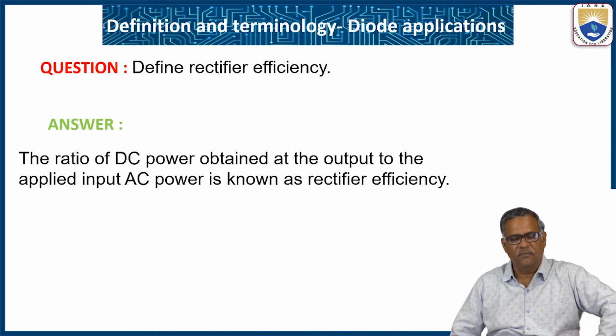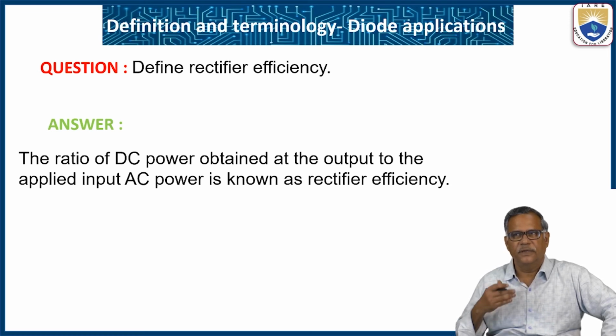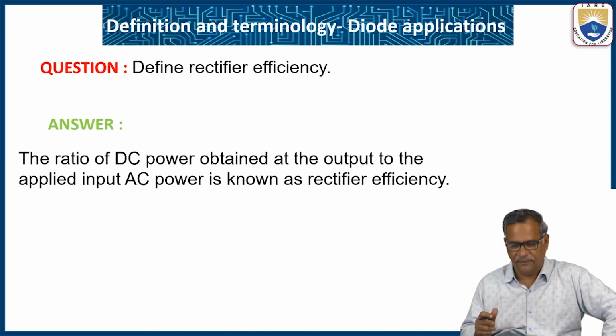Rectifier efficiency. It is a ratio of DC power obtained at the output to the applied AC input power, and that is called the rectifier efficiency. So DC power output divided by the AC input power is called the rectifier efficiency.